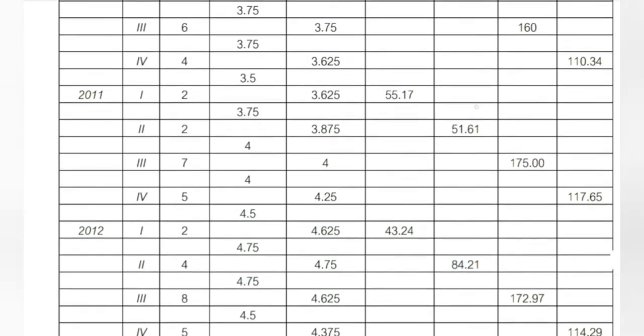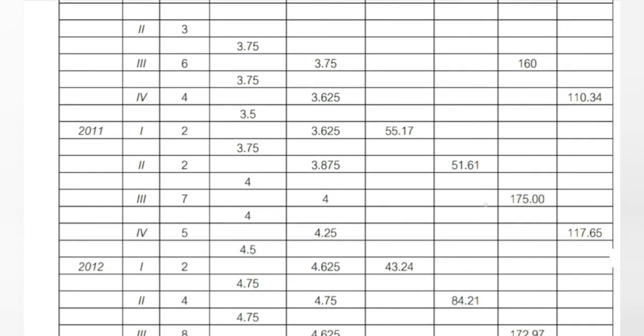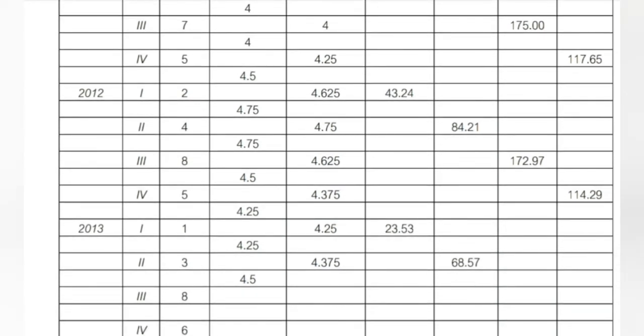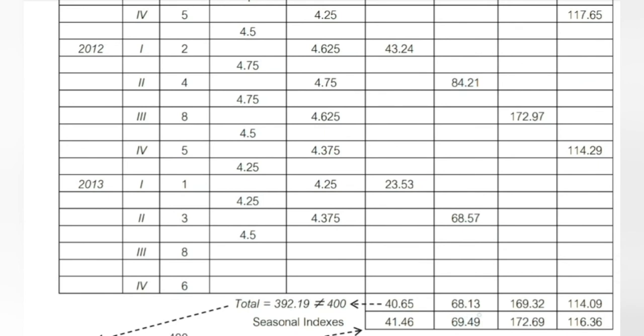Okay, season 2 average seasonal index: 51.61 plus 84.21 plus 68.57 is equal to, then divide by 3 is equal to 68.13, and so on. If you compute the mean of season 3 indexes, you get 169.32, season 4 114.09. So actually this is done.